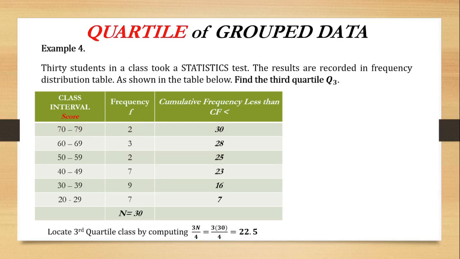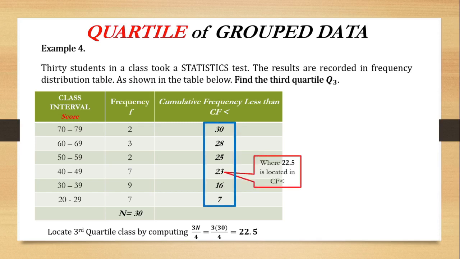Next, we have to locate the third quartile class by computing 3n divided by 4, where n is equal to 30. So we have 3 times 30 divided by 4, that gives us 22.5. We are going to use this 22.5 to locate our third quartile class in the column of our cumulative frequency less than. By inspection, we can say that 22.5 is located in the cumulative frequency less than 23. So we can say this is our third quartile class.